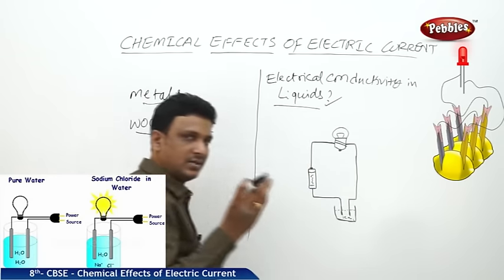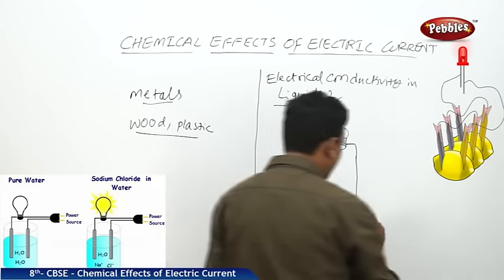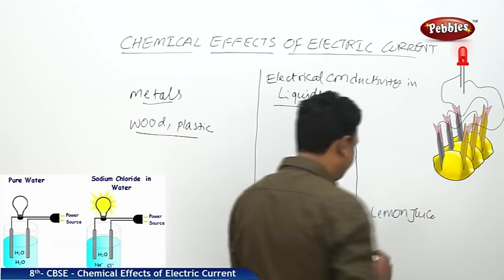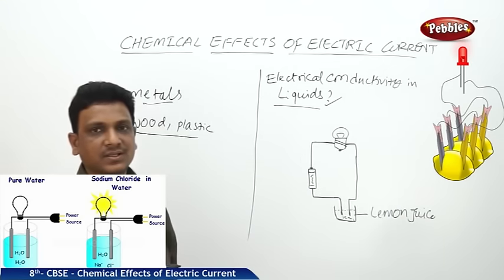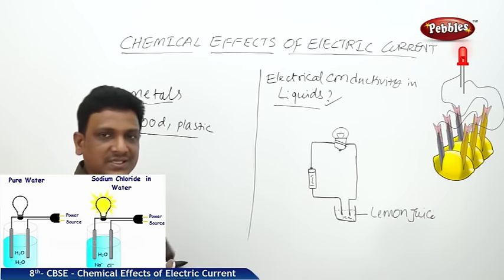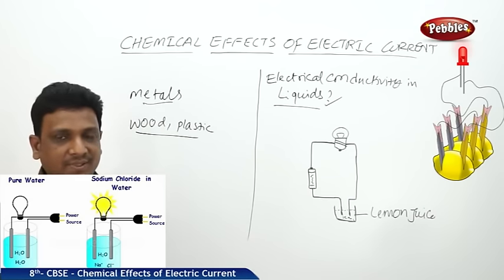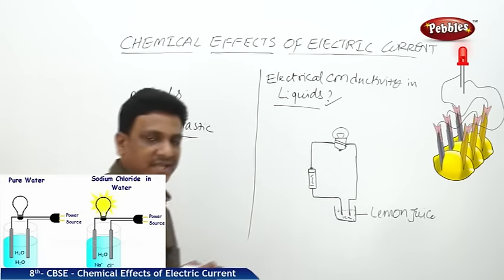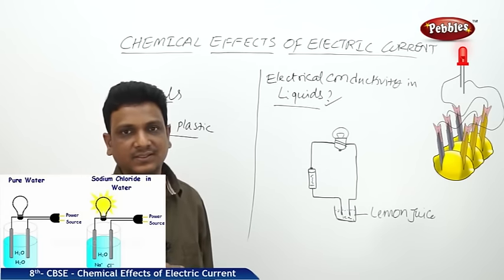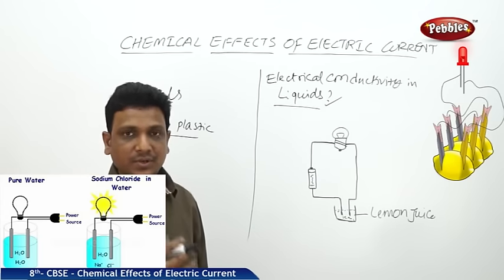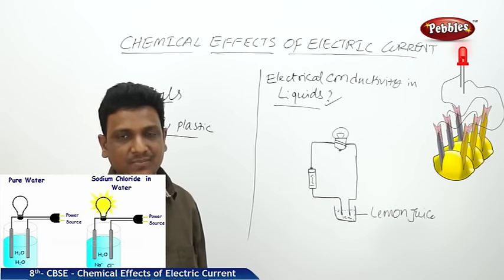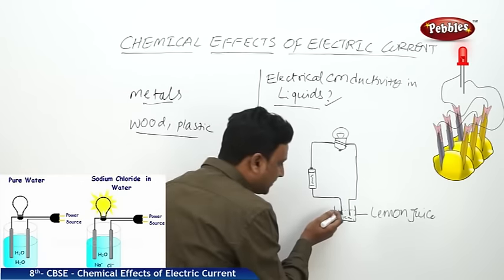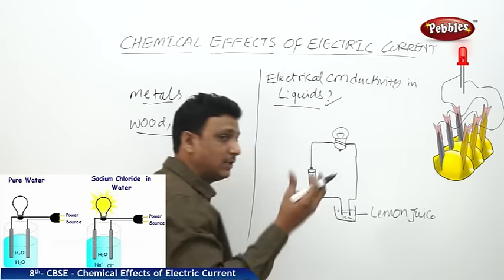Now the ends are kept in a solution, that is the lemon juice or vinegar. The bulb glows, because the vinegar or lemon juice is conducting. But here what happens, sometimes the lemon juice or vinegar, even though they are conducting, may not be able to produce that electric conduction, because their quantity is less, they are weak. So the electricity that is conducted through this liquid is not sufficient to make the bulb glow.